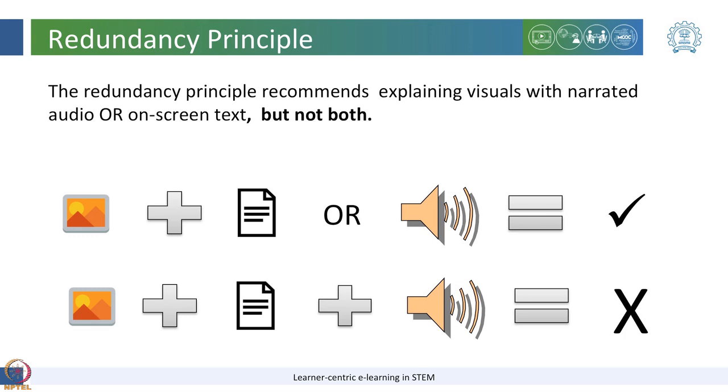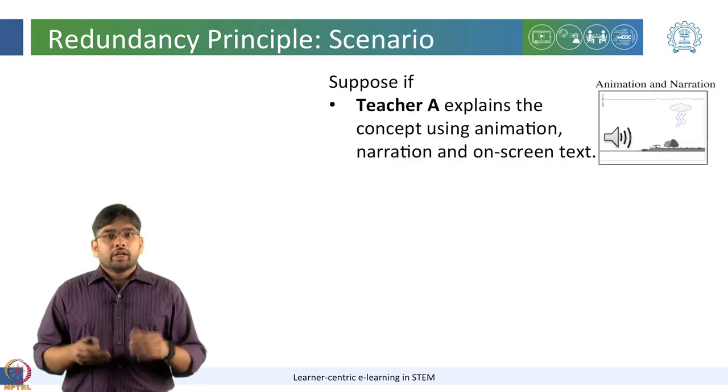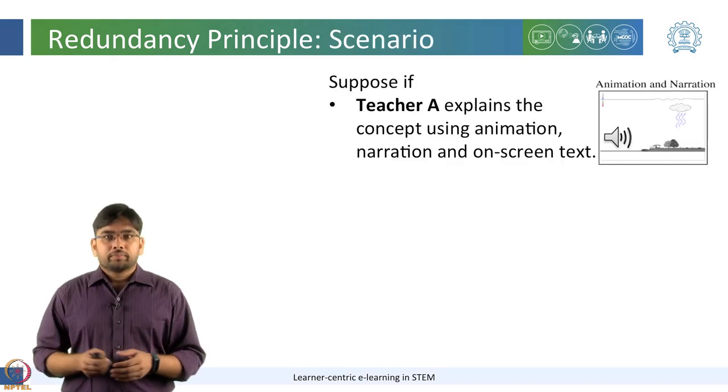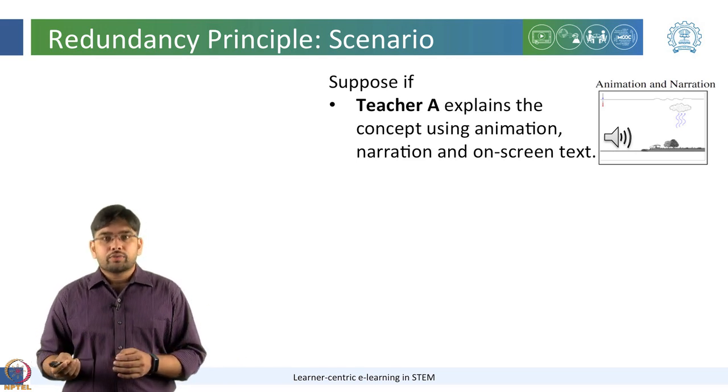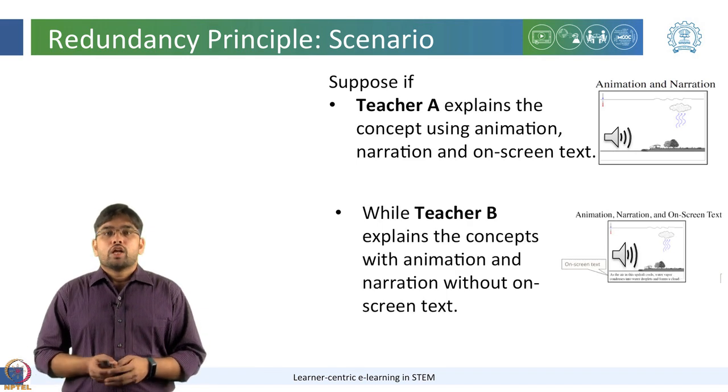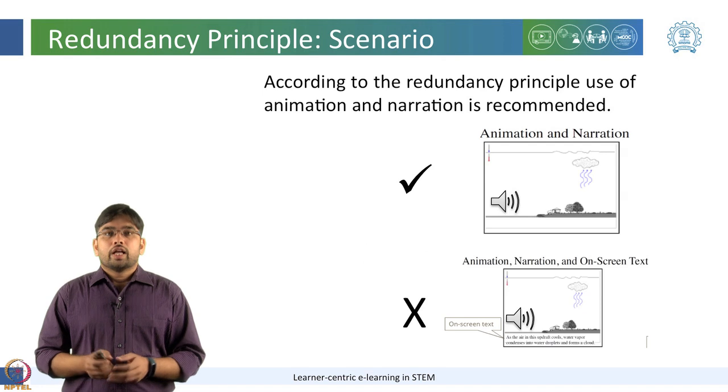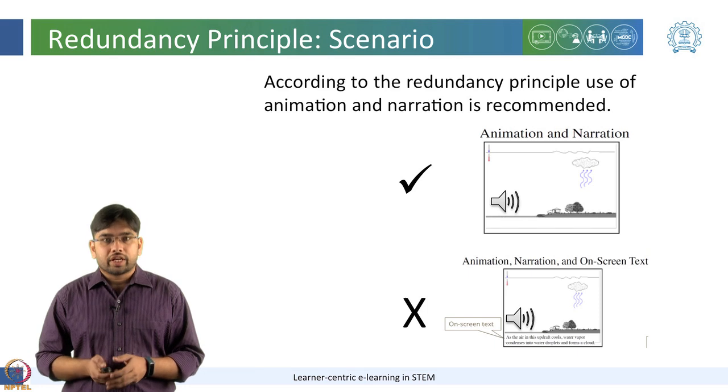The redundancy principle recommends explaining visuals with narrated audio or on-screen text, but not both. Correlating with the example which we saw earlier, while explaining the concept of water cycle, suppose teacher A explains the concepts using animation, narration, and on-screen text, while teacher B explains the concept with animation and narration without on-screen text. According to the redundancy principle, use of animation and narration is recommended.